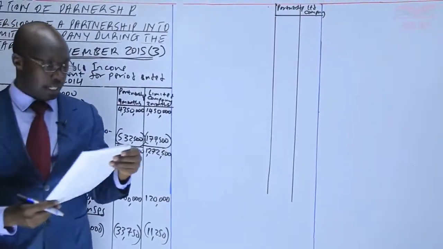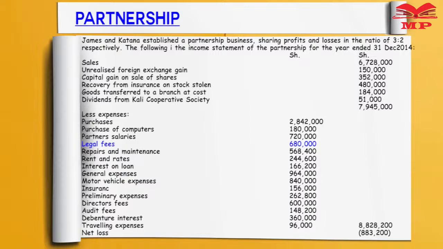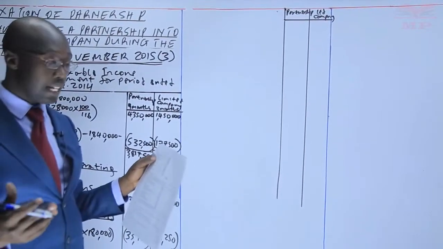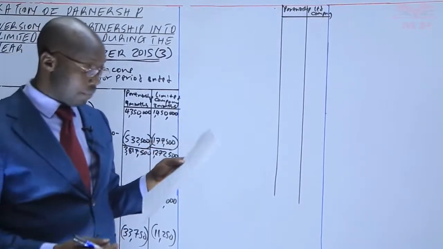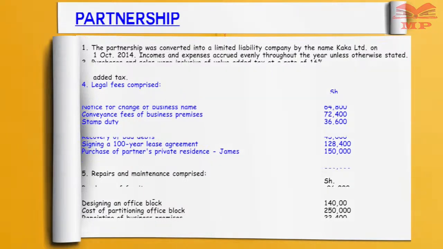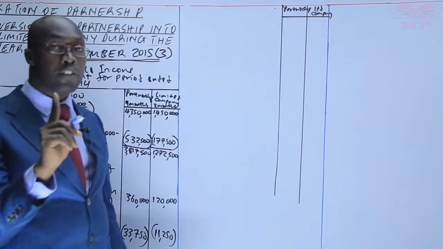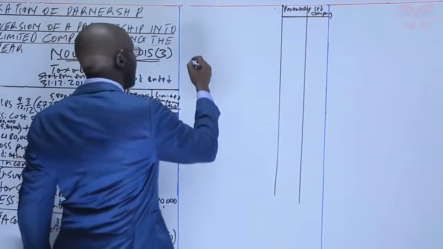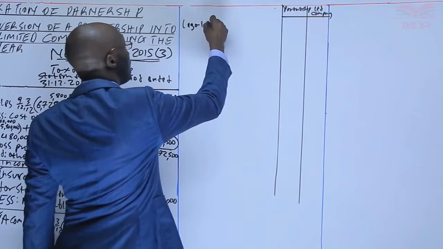So the next expense in line is the partner's salaries. But we said partner salary is not allowable. It's for the partnership and it's not allowed. The other one is legal fee. Legal fee we said is usually allowable unless it has additional information explained further, which is the case here. If you look at point number 4, it is saying legal fee comprises petition to association of manufacturers and the rest. So what you need to do, you need to post one figure here, because we are using the gross profit method now. You post another allowable expense, which is the legal fee.